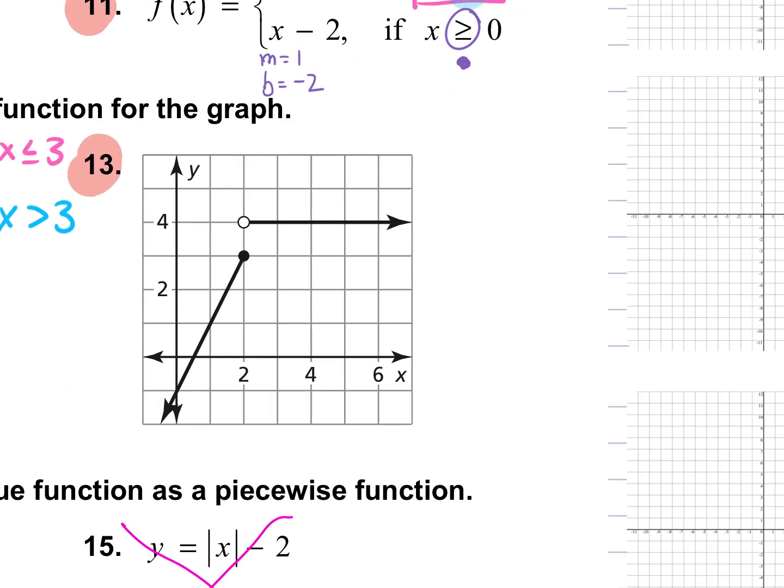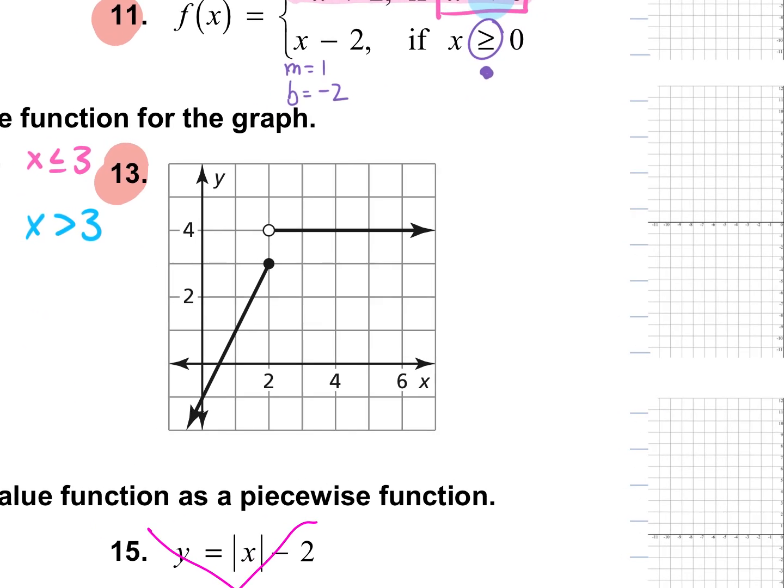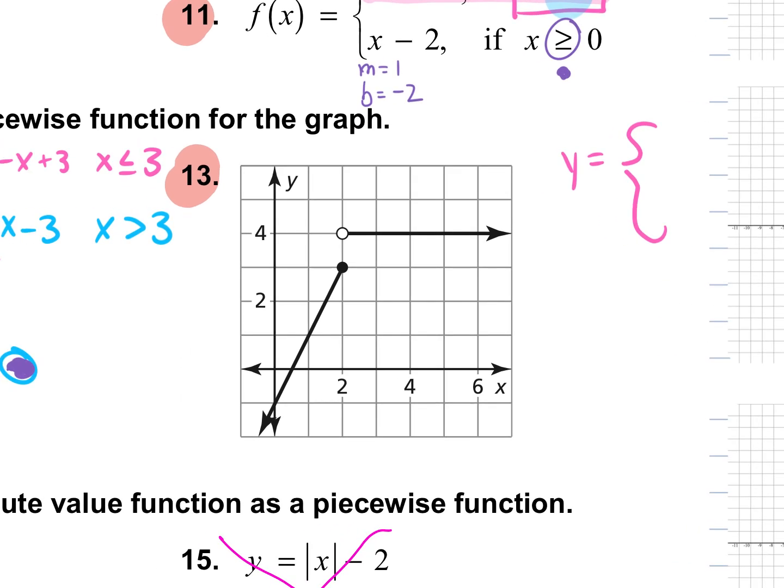All right, let's look at 13. So how many pieces do I have for 13? 2. So I'm going to have y equals my little bracket here, and I'm going to leave space for 2 equations. So I'm going to write them in the form as y equals mx plus b. For my first piece, which one do we want to start with, the left one or the right one? The left one. Always start with the left.